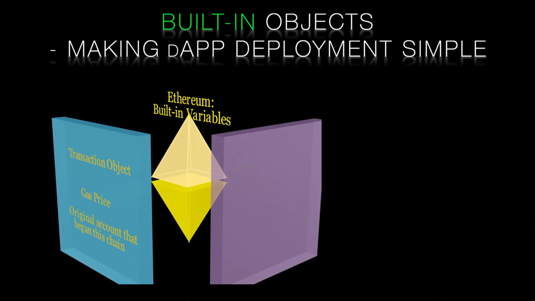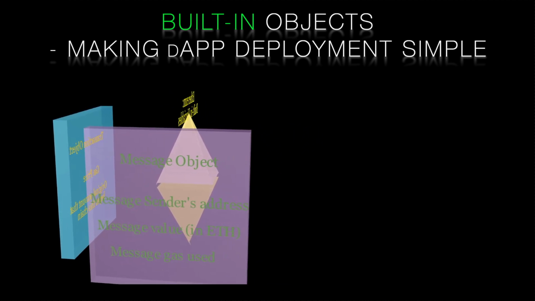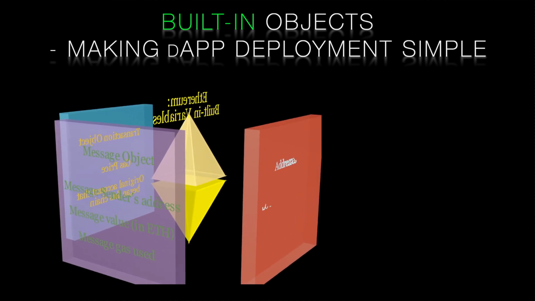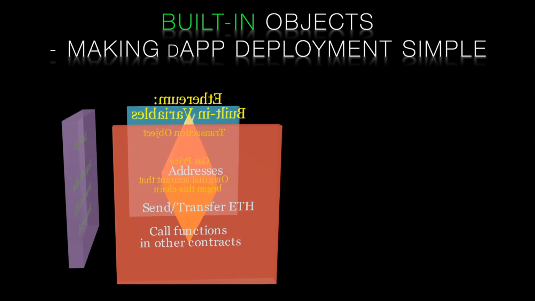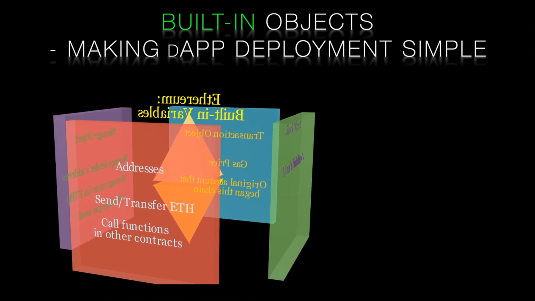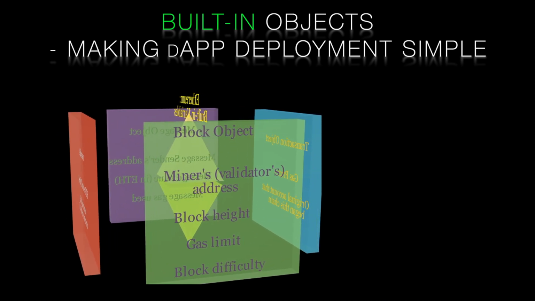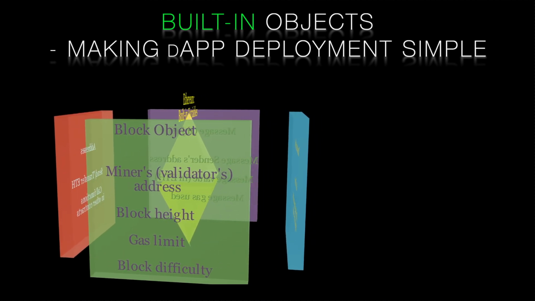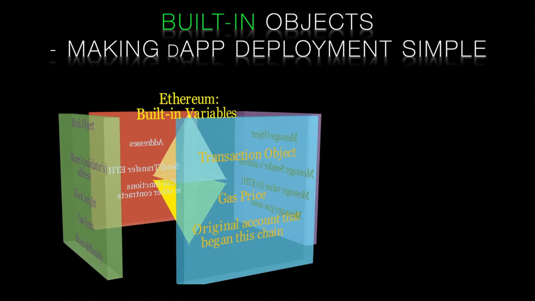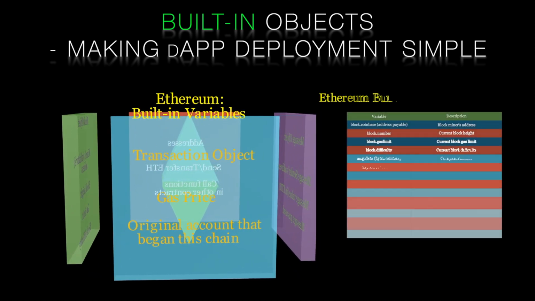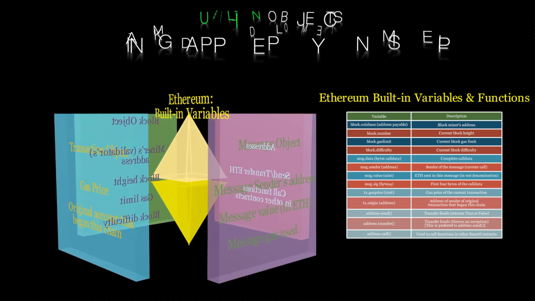The message object, among other things, we can get the message sender's address, the message value in Ether, and the gas used in this message. Addresses, we can send or transfer a given amount of Ether to an address. Call, this will call functions in other contracts and libraries at the contract address. The block object, from this we can see the block height, the block miner or validator's address, the gas limit, the block difficulty, and the time this block was mined. All of this information can be accessed directly within any smart contract.